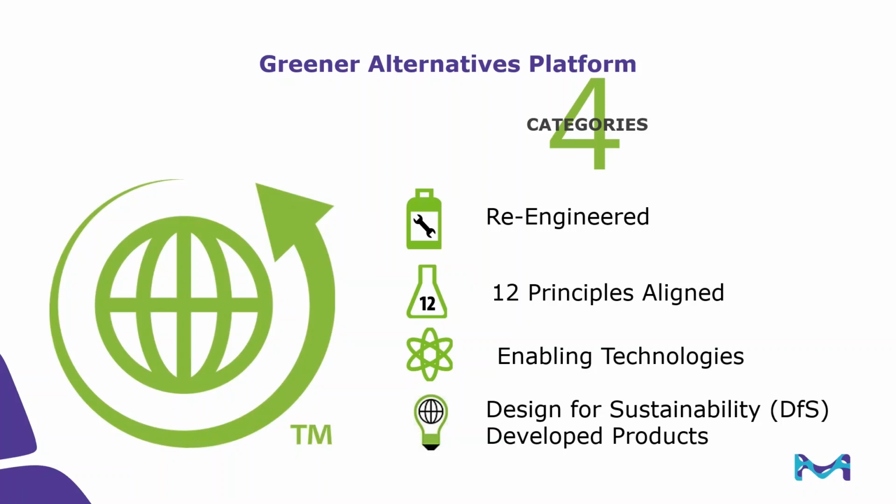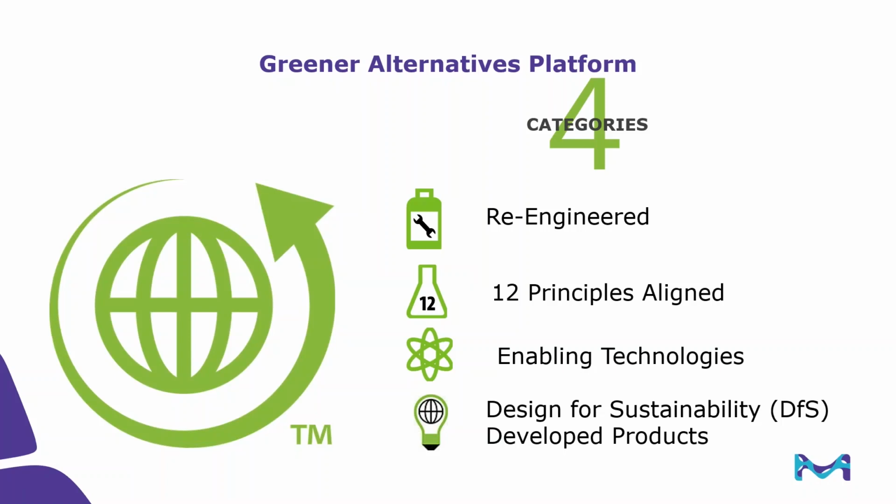The fourth category is design for sustainability developed products. For these products, we embed the design for sustainability principles at the design phase to reduce the consumption of products going into the production at the R&D phase. An example here is Stericup e-filters. We developed a process in such a way that we reduce the use of plastics by over 40%.